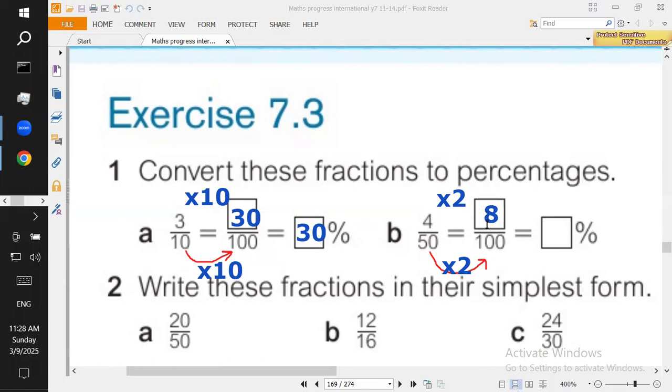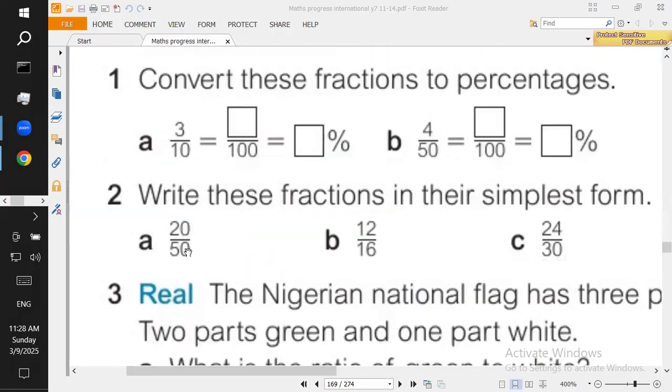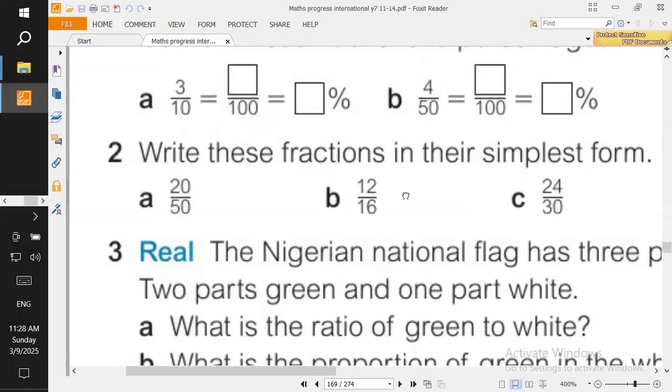Now I have 8 out of 100. To turn it into a percentage, I just write 8 over here. And this is how you convert a fraction to a percentage. Now let's take a look at question 2. Write these fractions in the simplest form.